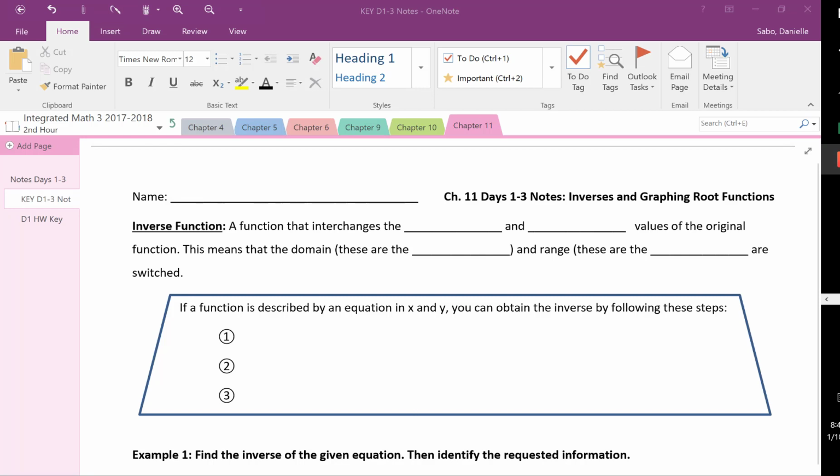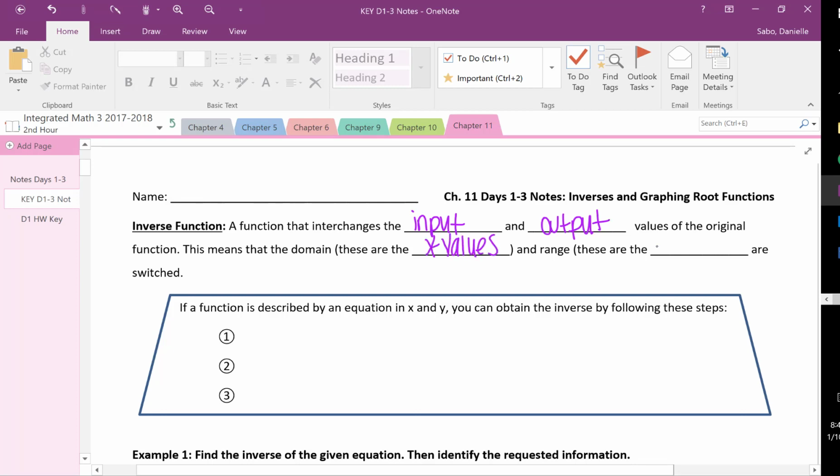So a function that interchanges the input value and the output values. So this means that the domain, okay, domain, is that your x values or your y values? X, domain, it's okay. It's been a long break. And our range is our y values.